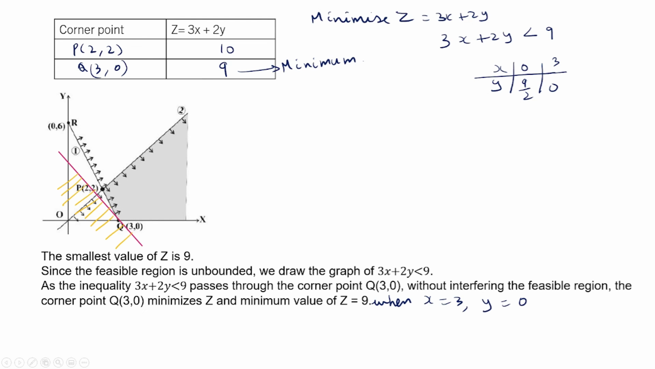So this is how we can find the optimal solution or whether a solution exists or not when the feasible region is unbounded.